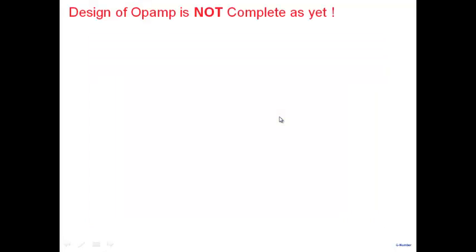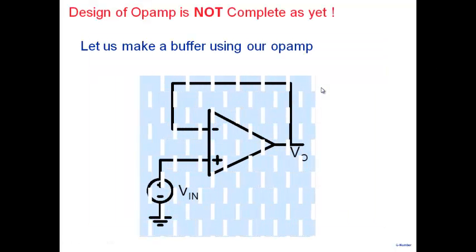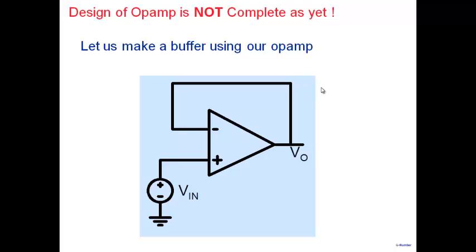Okay, and then the design of the op-amp is not finished as yet. And the reason for this is as follows. Suppose I take the op-amp that I've designed, and I make a buffer out of it. If I make a buffer out of it, of course, I'll connect the input and the output. And what we expect is that whatever input voltage you apply, you'll get the same output voltage here. So when I make a buffer, and so far I'm only showing you simulation results.